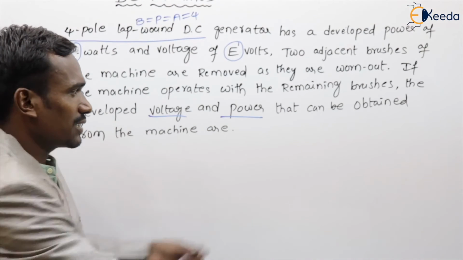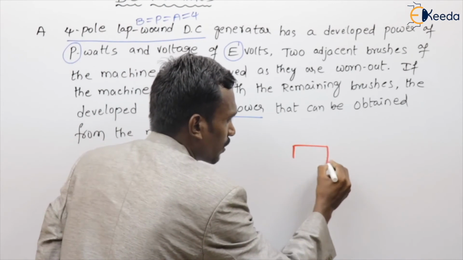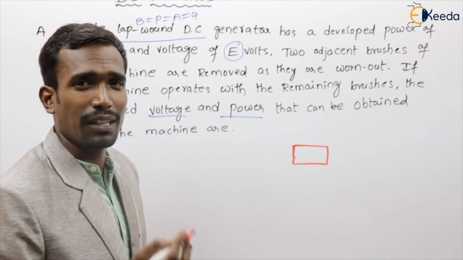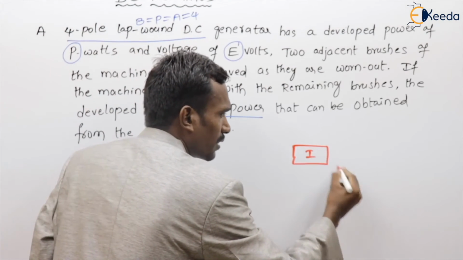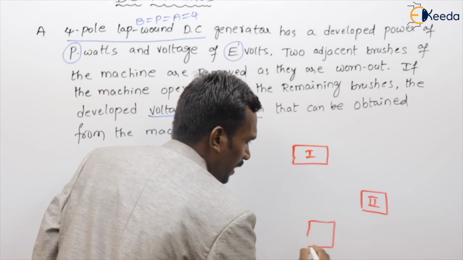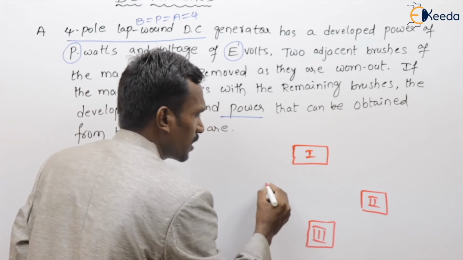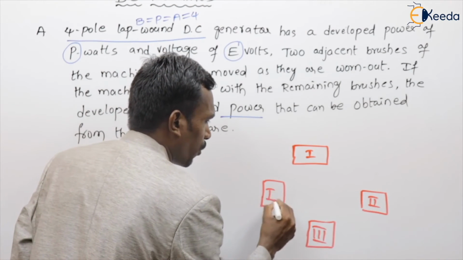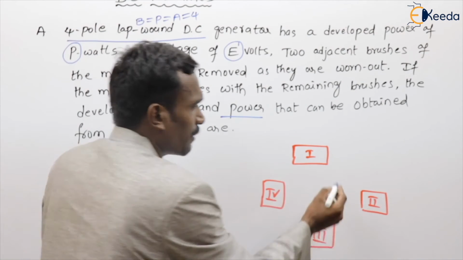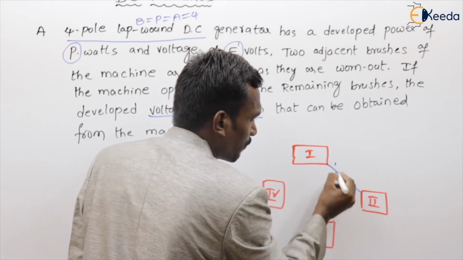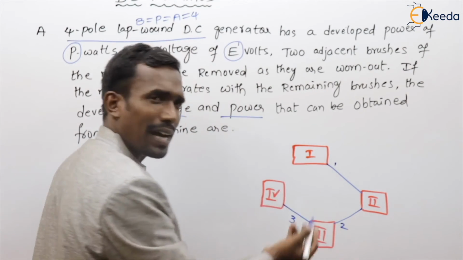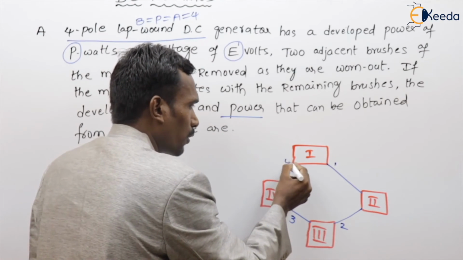Actually, in the diagram we should have 4 brushes, because this is a 4-pole lap winding machine. For example, this is brush 1 and this is my second brush, and this is my third brush, and this is my fourth brush. These are my 4 brushes. Of course, again we have 4 parallel paths, right? This is my first parallel path, this is my second, this is my third, and this is my fourth parallel path.